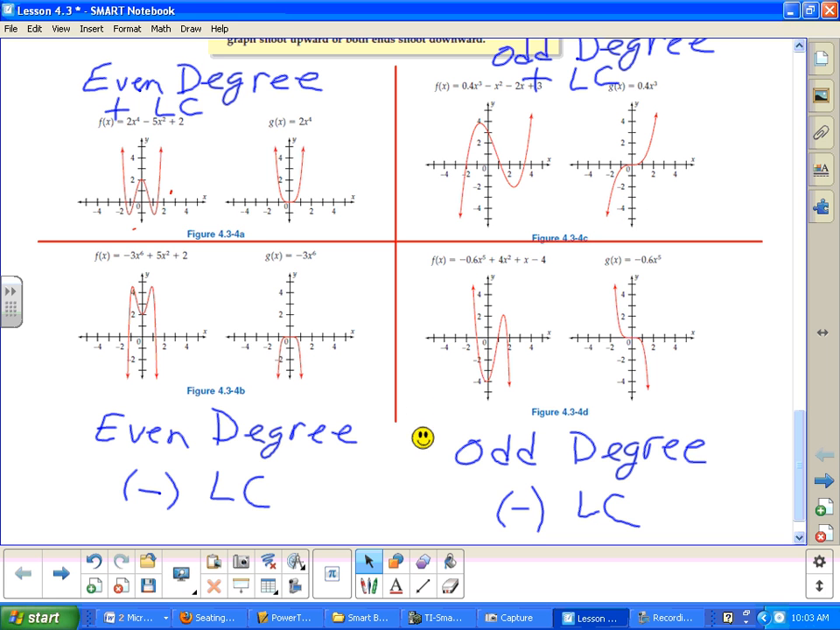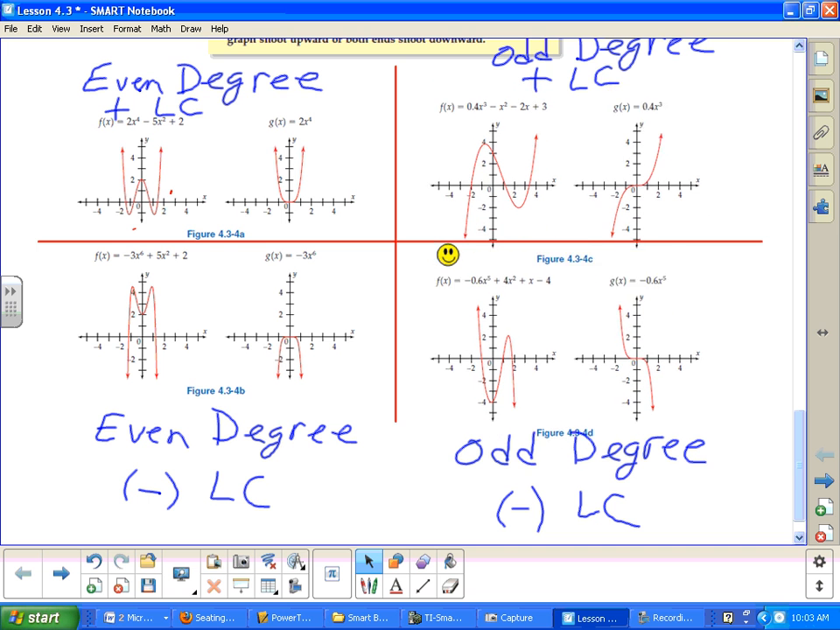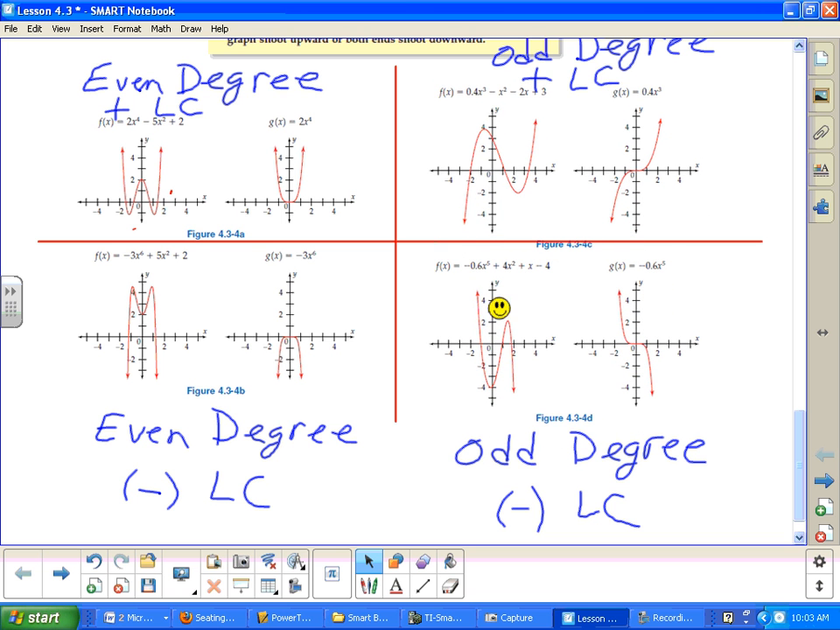And if it's an odd degree but a negative leading coefficient, then it looks just the opposite. Starts in the second quadrant, ends in the fourth. Right? A lot of stuff going on here, but it's going to start up here in the second quadrant at positive infinity, come down, do a bunch of stuff, and then end up down in negative infinity.